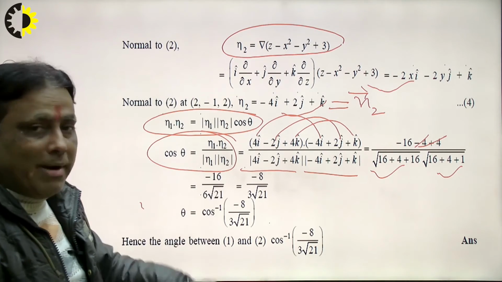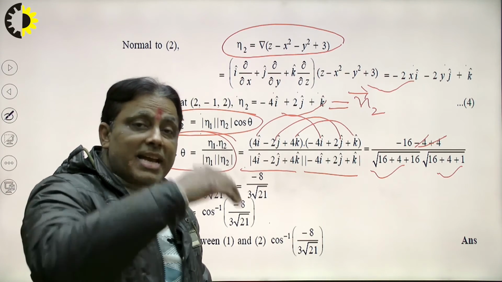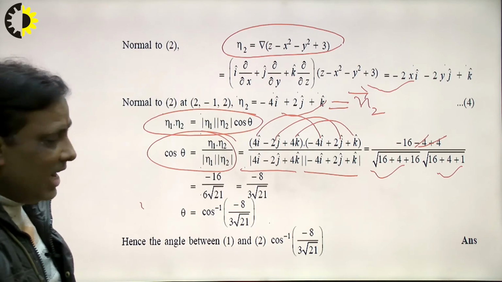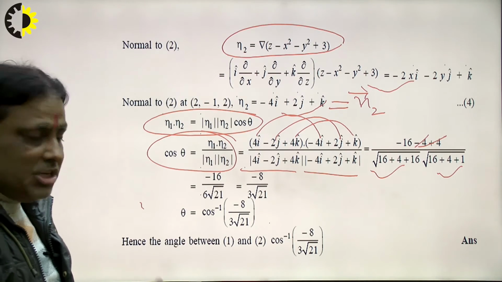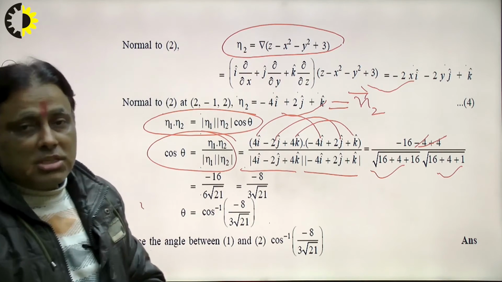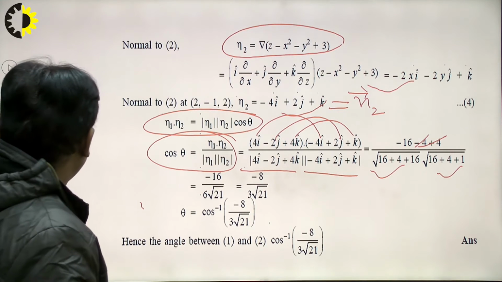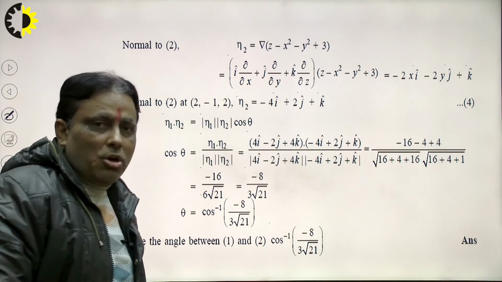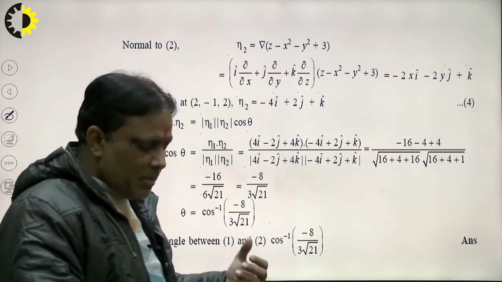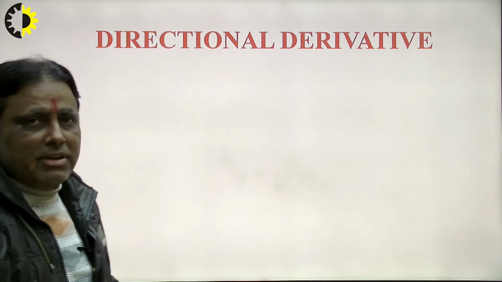What is the meaning of minus here? Minus means one particle is moving upward and the second particle is moving downward, and they interact with each other if they move at theta equal to cos inverse 8 upon 3 under root 21 angle. So in this way we can find out the position of the two moving particles in space by using this phenomenon.